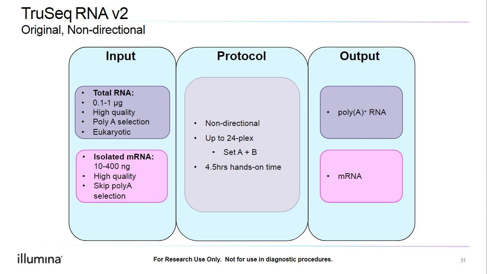The second type of input that can be used is previously isolated mRNA. If using isolated mRNA, you can use 10 to 400 nanograms of high-quality input, but you will skip the poly A selection step. This is a non-directional workflow, which means that if knowing sense versus anti-sense information is important to you, this may not be the kit to use. You can multiplex up to 24 samples, and it requires around 4.5 hours of hands-on time. Our output here is specific for poly A selected RNA and mRNA.